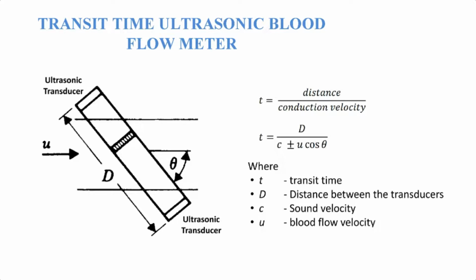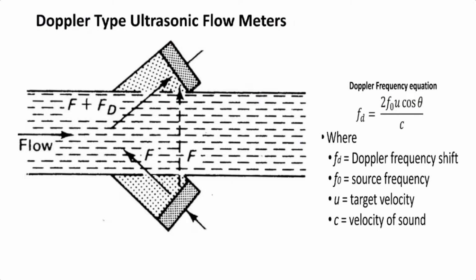Next, we'll move on to the second type of blood flow meter, which is the Doppler type ultrasonic blood flow meter. Similar to the transit time blood flow meter, here also we have two transducers. One is for the transmitter, the other is for the receiver. Whenever the ultrasonic beam of energy is sent towards the transmitter transducer, part of the energy gets scattered and is absorbed by the second transducer, which is the receiver transducer.